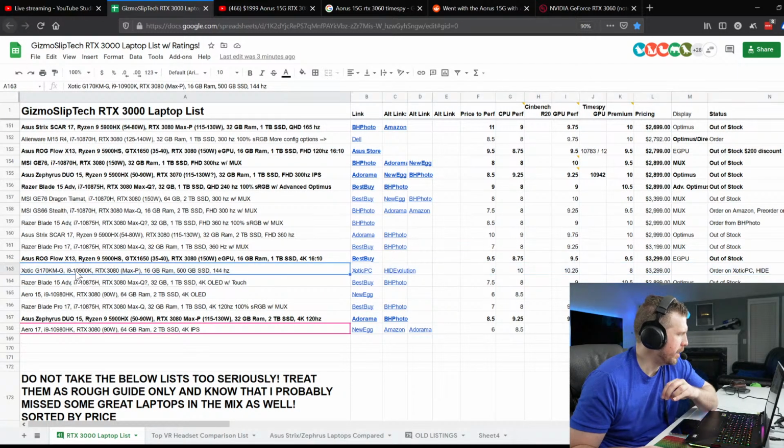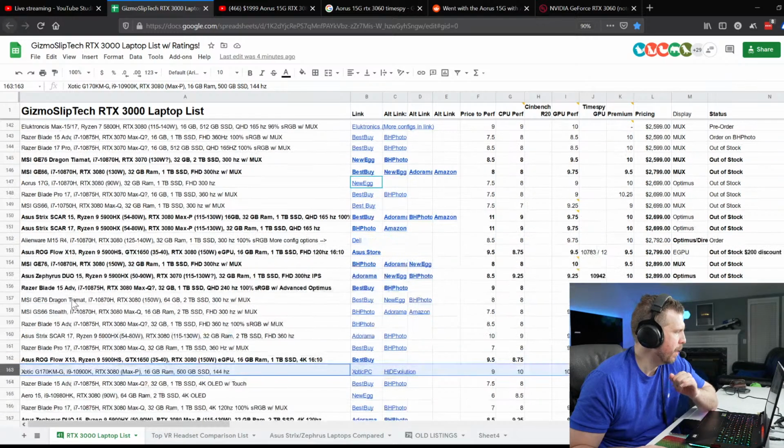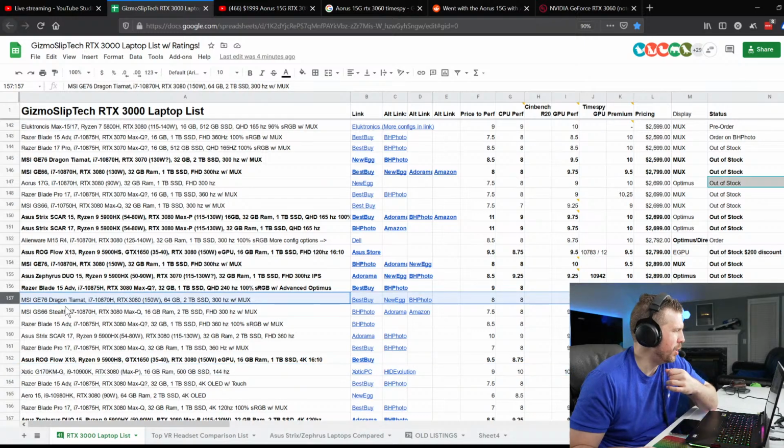exotic one right here, this desktop processor. We don't know what the TDP of this is though. It's probably 150 watt. But yeah, this would be another option if you're wanting to drop the big bucks. But if I had that money and you wanted the coolest option, I would go try to get this MSI GE66 Dragon Tiamat. That would be pretty sweet.